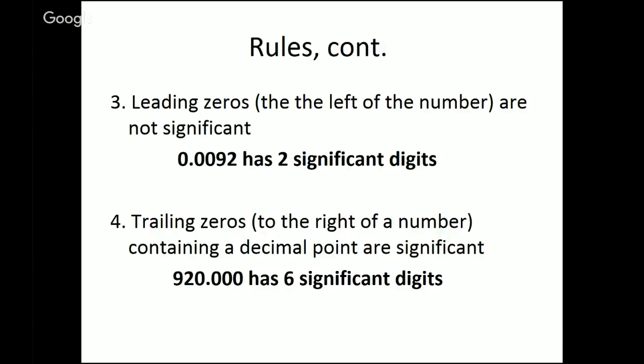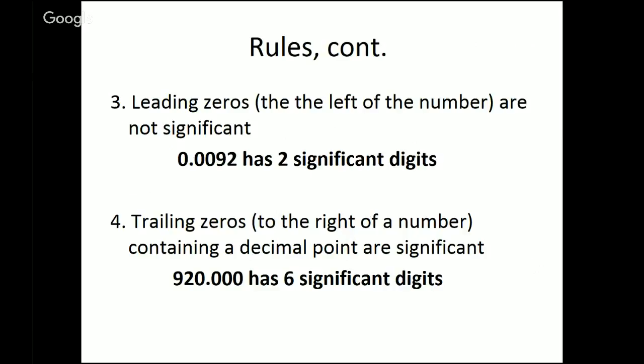All right, now let's talk about zeros that involve a decimal point. Rule number 3, leading zeros. When zeros appear to the left of non-zero numbers, if they involve a decimal point, we consider them to be leading zeros, and they are not considered significant. Again, it's not that they're not important, it just means that we don't consider them when we're reporting the number. So you can see there that 0.0092 actually only has 2 significant digits. The zeros are not counted.